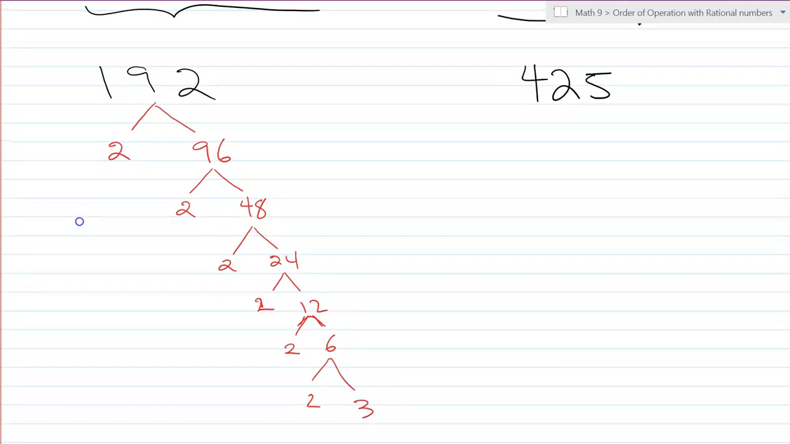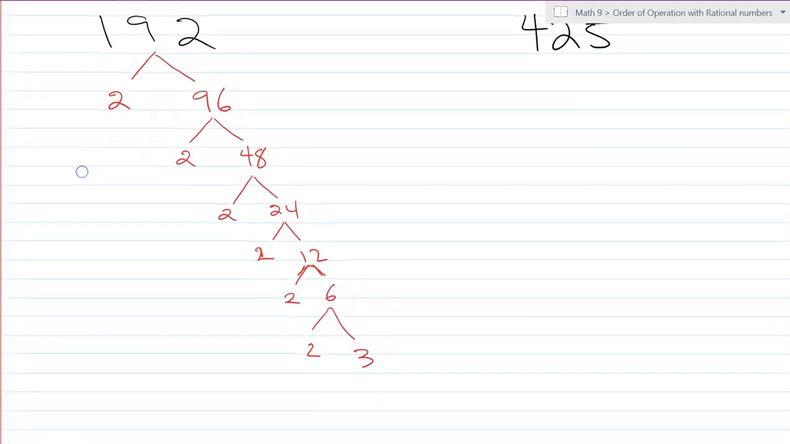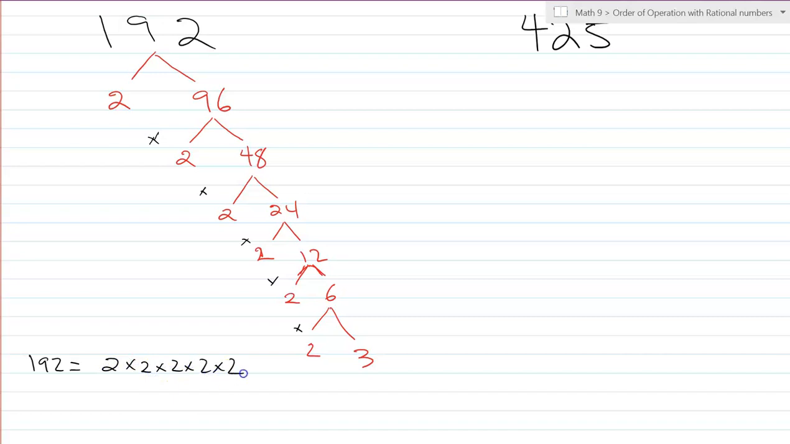So how are we going to write 192 as a product of primes? 192 is written as 2 times 2 times 2 times 2 times 2 times 2, that is, six 2s, and then the last piece is 3. That's what we're going to do.